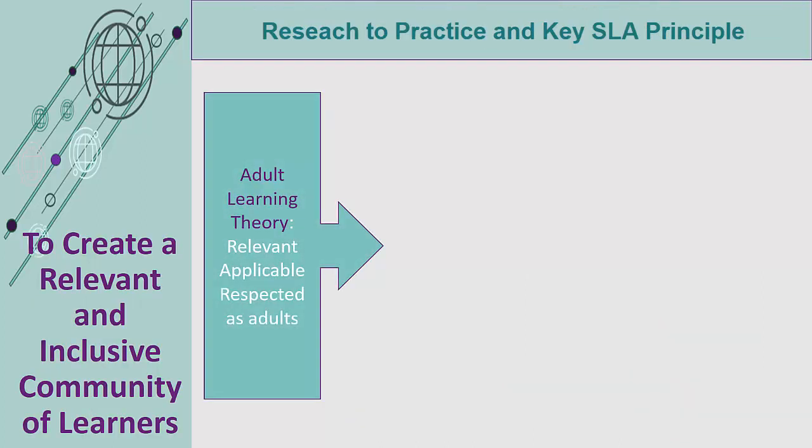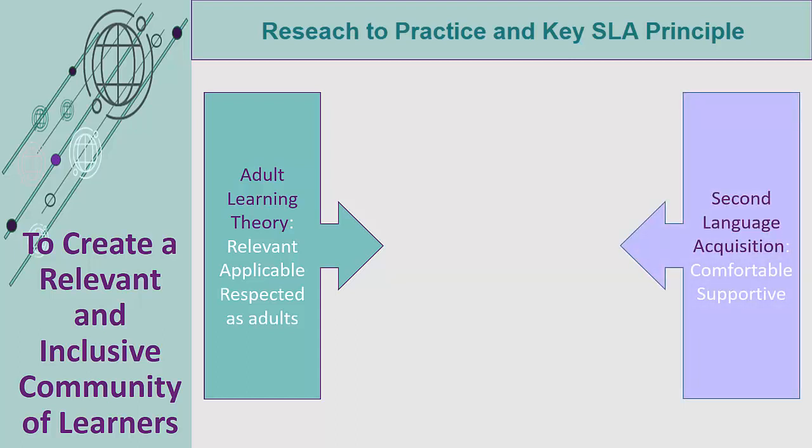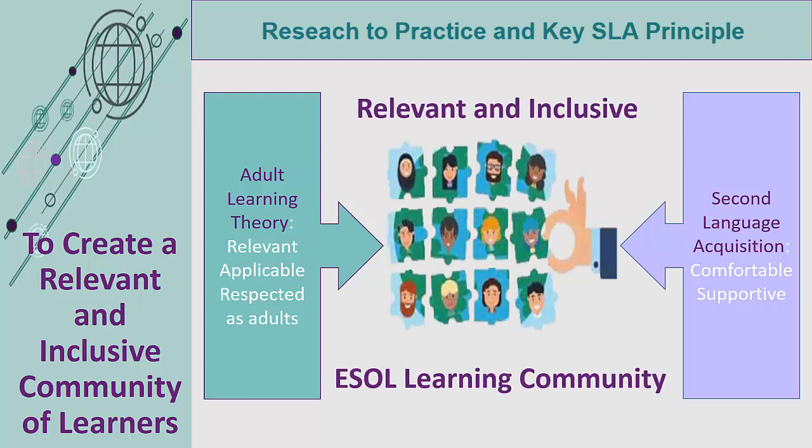Adult learning theory tells us that adults learn best when they have a clear purpose to their learning, when it is relevant and applicable to their lives, and when they are respected as adults. Furthermore, a key principle of second language acquisition is that it is more successful when students are in a comfortable, supportive learning environment. That is why it is so important to create a relevant and inclusive learning environment in the adult ESOL class.